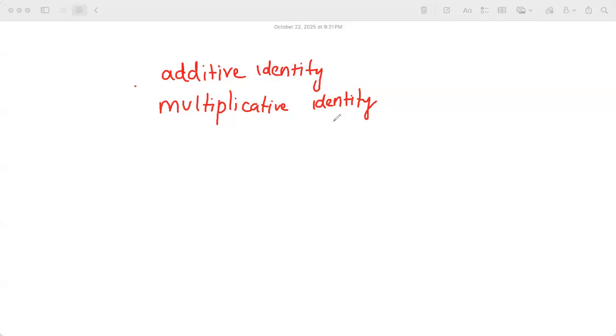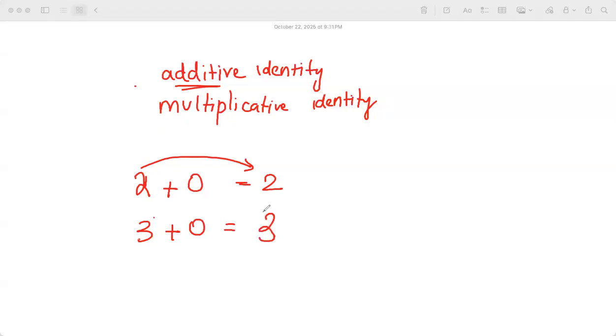No. Additive identity. Let's say there is a number 1, there is a number 2. If you add 0, the identity of 2 remains. If you have a number 3, if you add 0, the identity of 3 doesn't change. So, the additive identity is always 0. Can you tell me what is a multiplicative identity then?